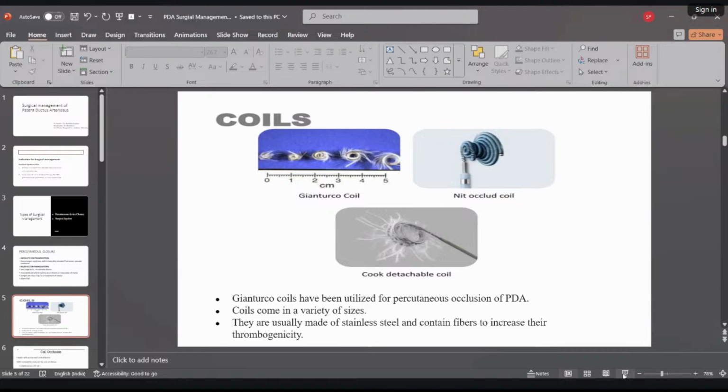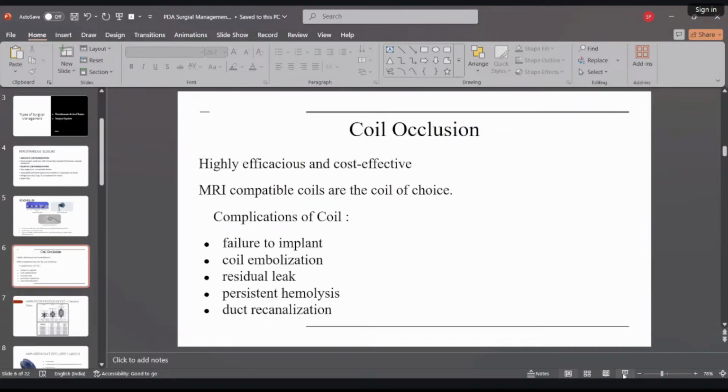These coils come in different varieties of sizes. They are usually made of stainless steel and contain fibers to increase their thrombogenicity. Coil occlusion is highly efficacious and cost effective. These are the MRI compatible coils, and these are the coils of choice. Complications associated with coils are failure to implant, coil embolization, residual leak, persistent hemolysis, and duct recanalization.